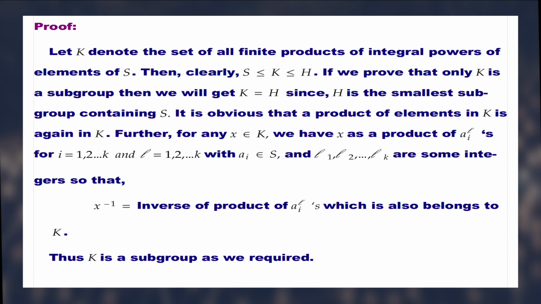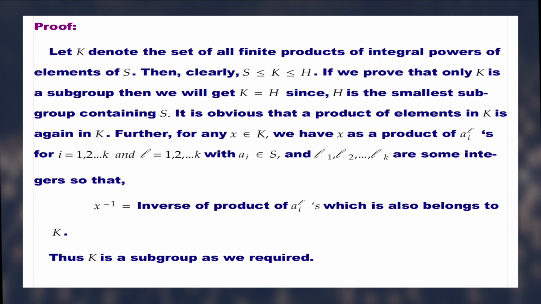Further, for any x belonging to K, we have x as a product of a_i to the power l_i, for i equal to 1, 2, and so on up to k, with a_i belonging to S and l_1, l_2, and so on, l_k being some integers, so that x inverse is equal to the inverse of the product of a_i to the power l_i, which also belongs to K. Thus, K is a subgroup as we require.